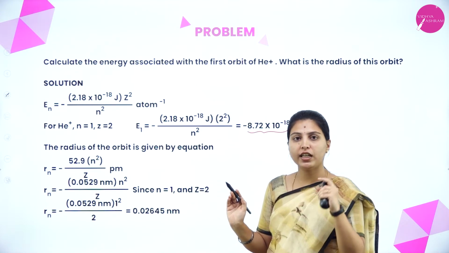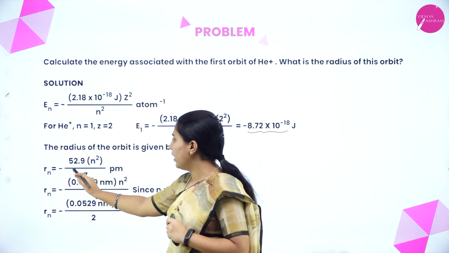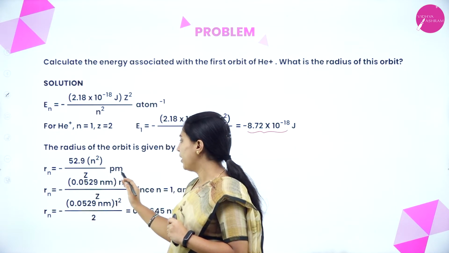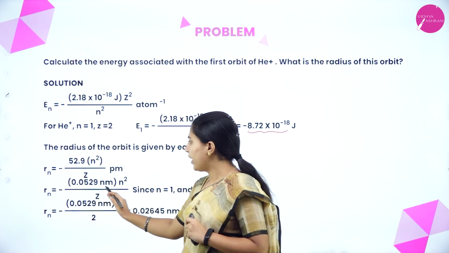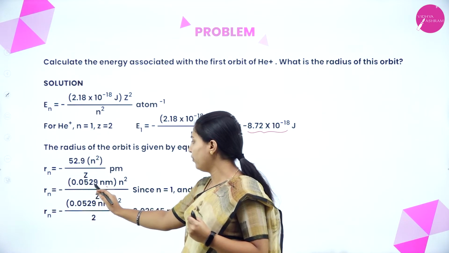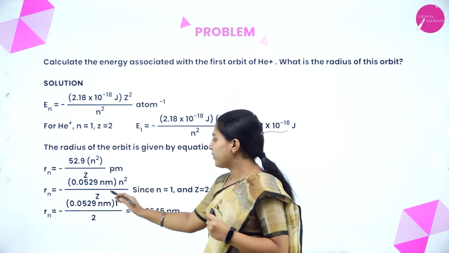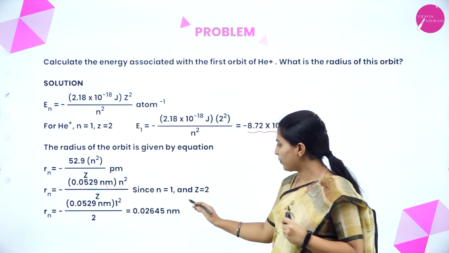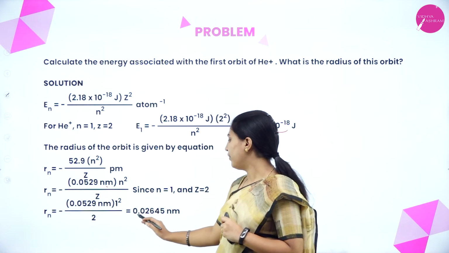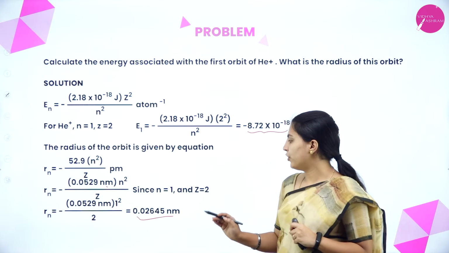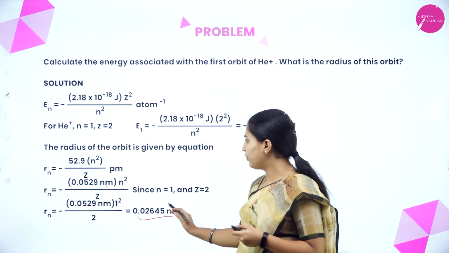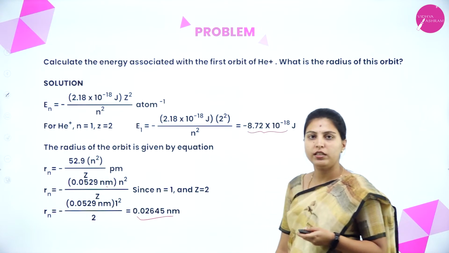The radius of the orbit is given by the equation. Now we are finding the Bohr radius, that is 52.9 into n square by z picometer. We are converting this into nanometer, so 0.0529 into n square by z. Since n equals 1 and z equals 2, again we substitute here and we will get 0.02645 nanometer. Again, we have to write it in nanometer terms itself.